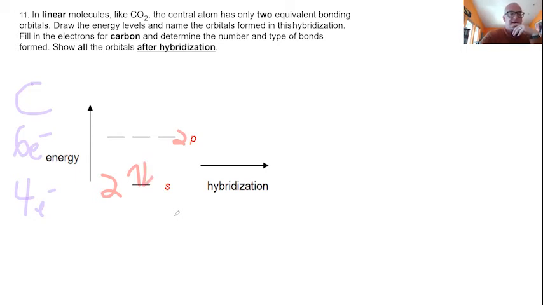So here's my -1, 0, +1 orbitals for my 2p subshell. Where's the first one go? 2p minus 1. And then? 2p0. Yeah.